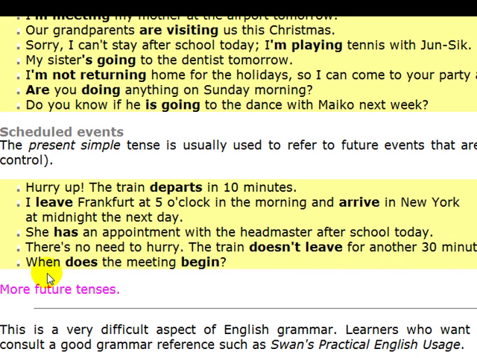There's no need to hurry. The train doesn't leave for another 30 minutes. And then in question form, here we have the negative form. There's no need to hurry. The train doesn't leave. Doesn't leave. Okay, and then we have the question form. When does the meeting begin? Very good. Now we go to more of the future tense.